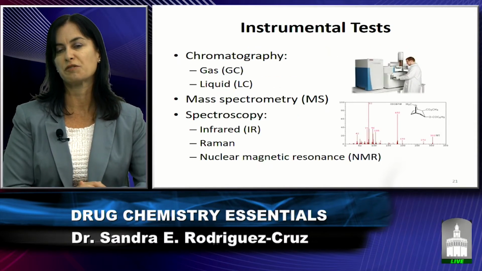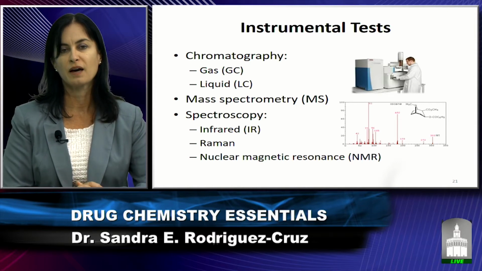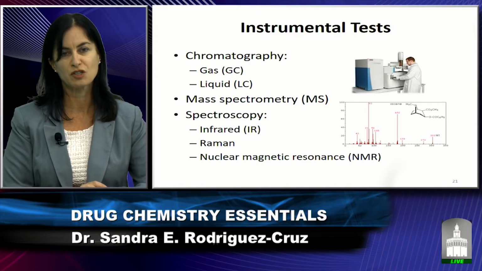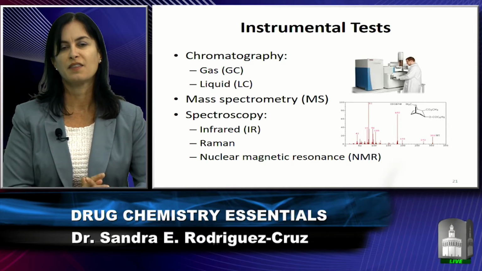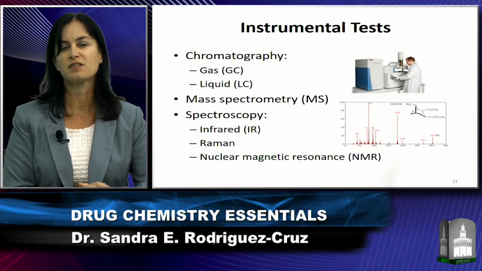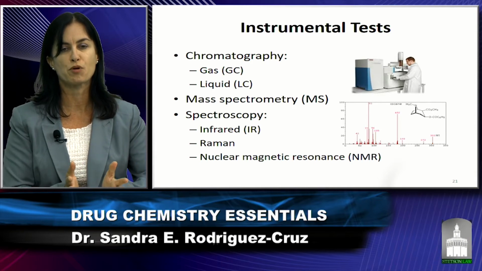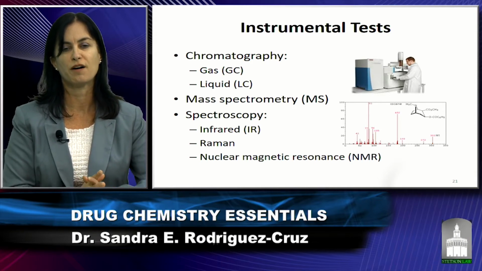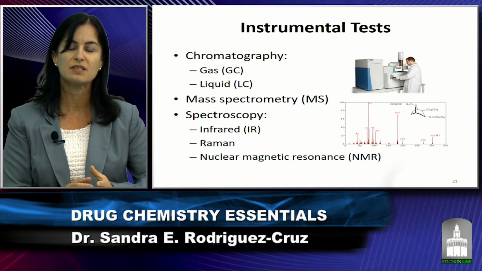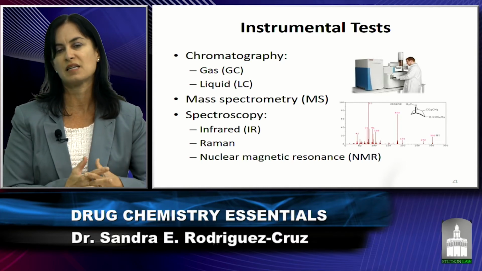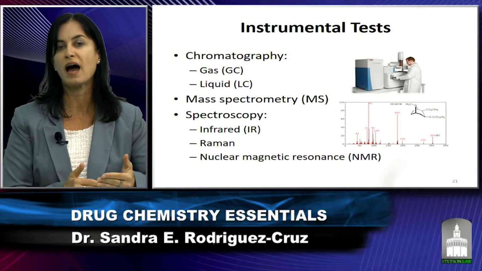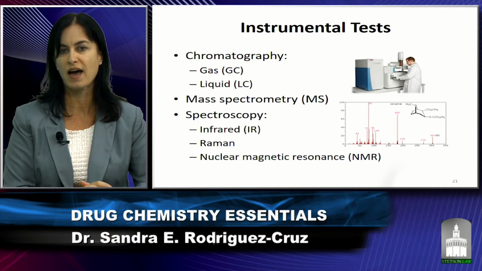Instrumental tests, as some of you may be familiar with, may be separation tests such as gas chromatography and liquid chromatography. These instrumental tests perform the task of separating the compounds. If you have multiple analytes in a mixture, this is the type of instrumentation that will tell you how many of these compounds you have.